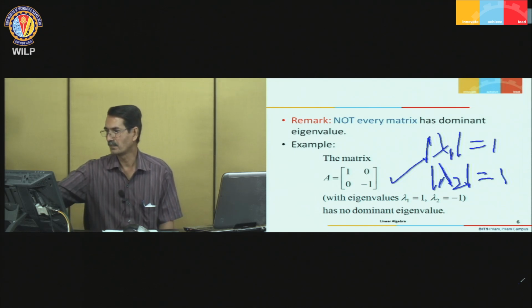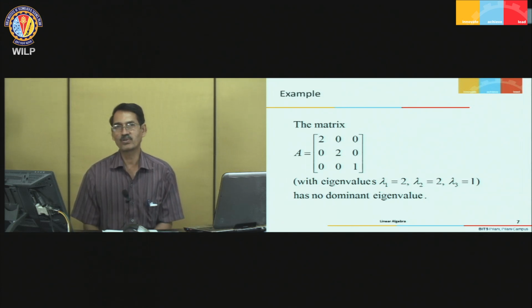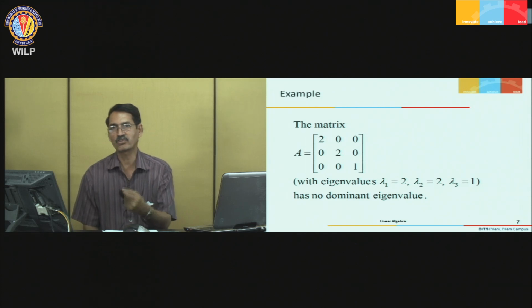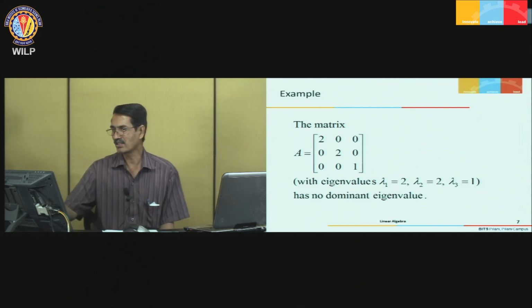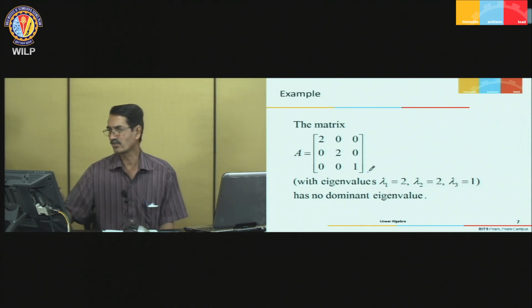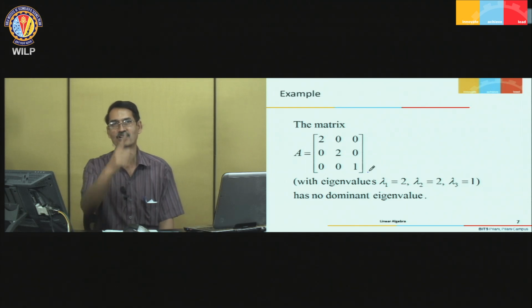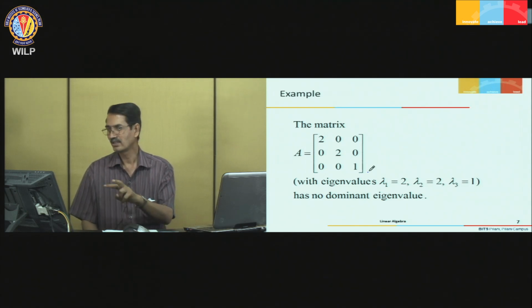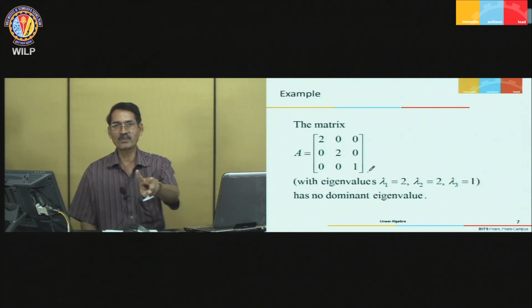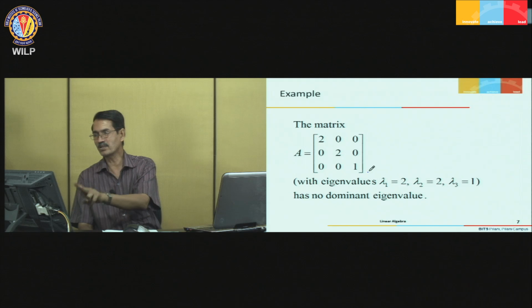Let us see another example. Again, the matrix A is a diagonal matrix. Therefore, the diagonal elements will be the eigenvalues of this matrix, and the diagonal elements are 2, 2 and 1. Therefore, the eigenvalues of this matrix A are lambda 1 equals 2, lambda 2 equals 2, and lambda 3 equals 1. Therefore, again see that this matrix does not have a dominant eigenvalue, because there are 2 repeated roots. So, modulus of lambda 1 is not bigger than modulus of lambda 2 or modulus of lambda 3, although modulus of lambda 1 is bigger than modulus of lambda 3.